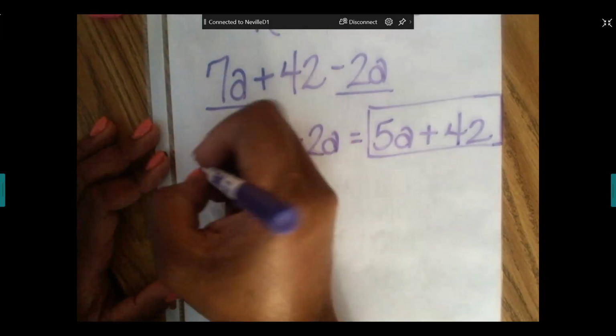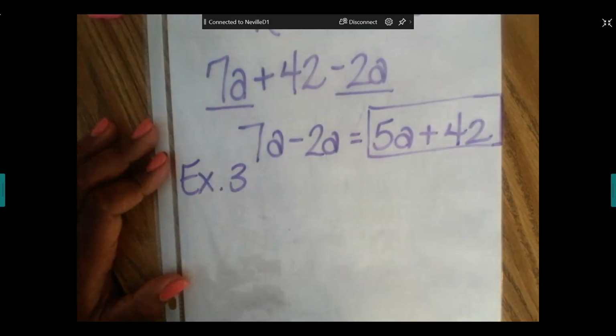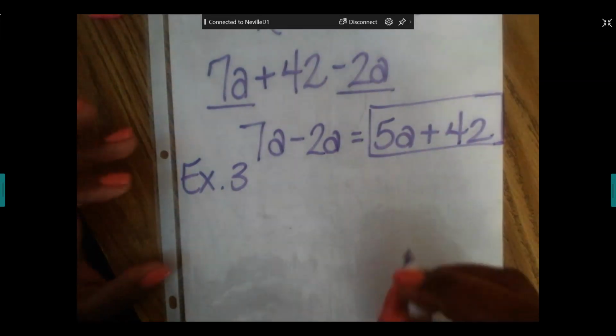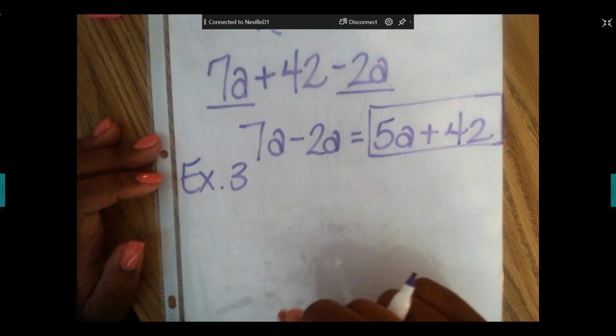Let's do one more example with the distributive property. And Miss Neville's going to walk around to see how you're doing with it. It is not a good idea to just sit there and wait for Miss Neville to do the work.